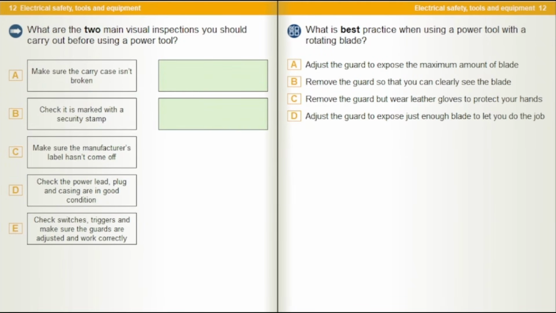What are the two main visual inspections you should carry out before using a power tool? Make sure the carry case isn't broken. Check it is marked with a security stamp. Make sure the manufacturer's label hasn't come off. Check the power lead, plug and casing are in good condition. Check switches, triggers, and make sure the guards are adjusted and work correctly.